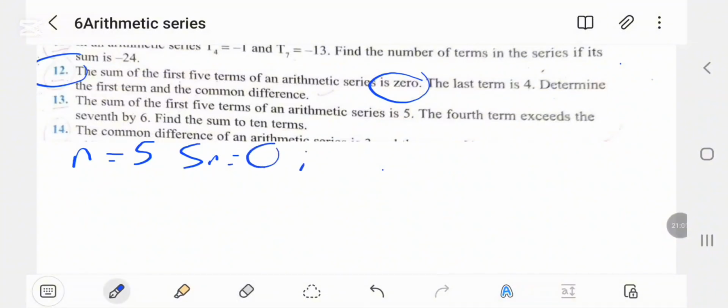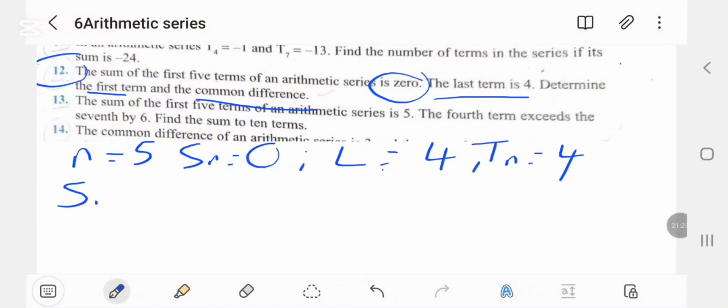The last term, we also have the last term, which can be L or Tn, depending on which formula we're going to use. Determine the first term and the common difference. So we put up a simultaneous equation, because there are a lot of things we don't have. So let's start with the Sn formula: Sn = n/2 (a + L).